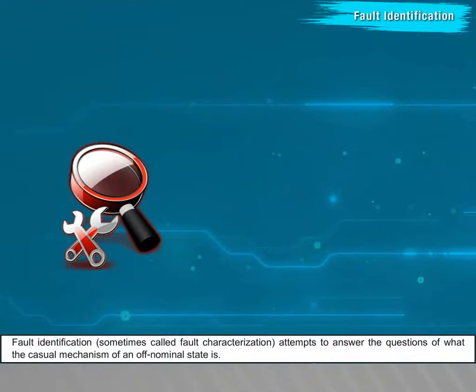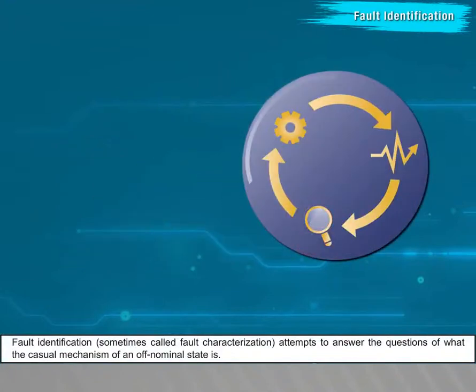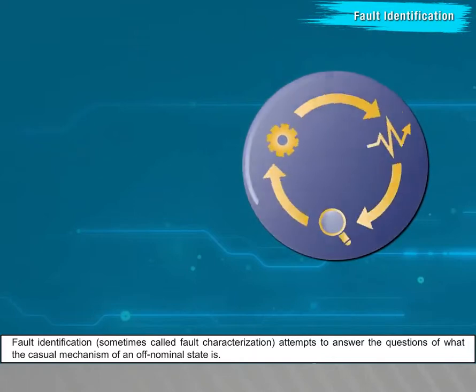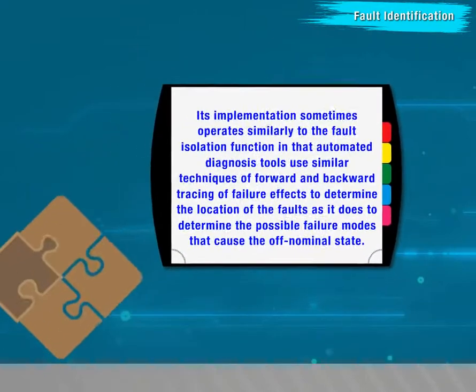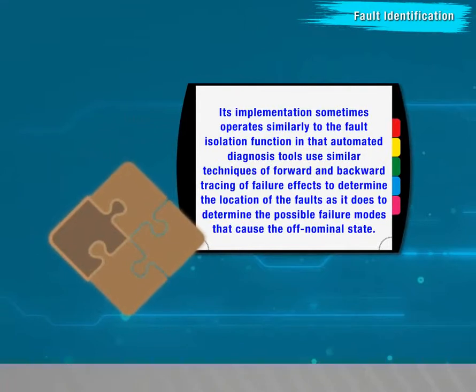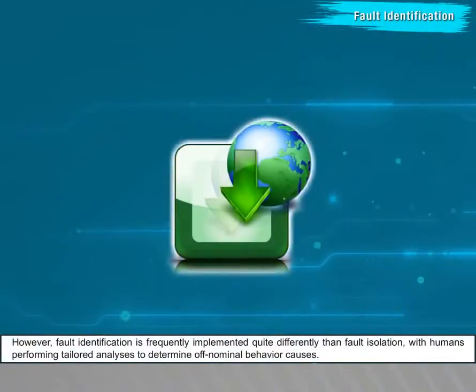Fault identification. Fault identification, sometimes called fault characterization, attempts to answer the question of what the causal mechanism of an off-nominal state is. Its implementation sometimes operates similarly to the fault isolation function, in that automated diagnosis tools use similar techniques of forward and backward tracing of failure effects to determine the location of the faults as they do to determine the possible failure modes that cause the off-nominal state. However, fault identification is frequently implemented quite differently than fault isolation, with humans performing tailored analysis to determine off-nominal behavior causes.